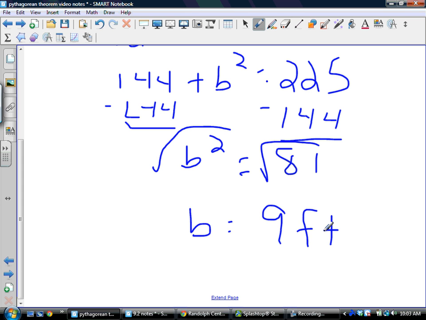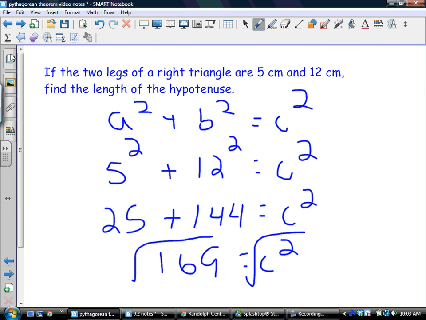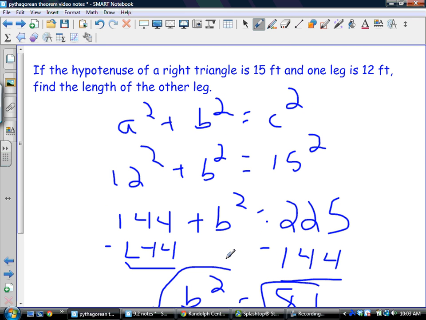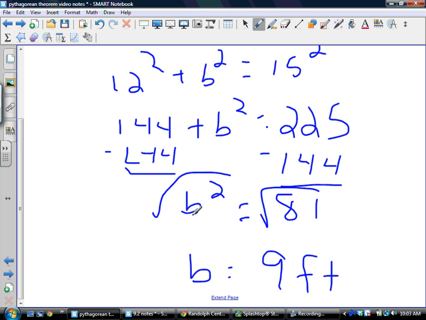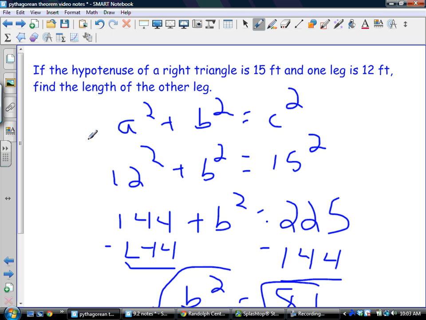So again, if I have two sides, I'm always going to follow the exact same steps every time. I'll write down the formula, plug in, square what I have, and then depending if I have the two legs, I will add them together. If I have the hypotenuse and one leg, I will subtract them. And then I will be in the same spot in both cases. I'll have something squared equals a number, and I'll just have to take the square root. And that's it. It's the exact same steps every time.